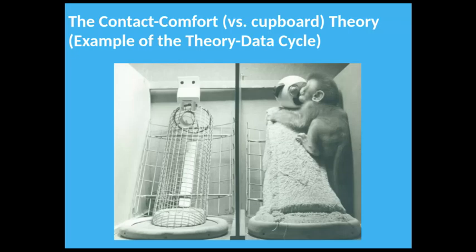And in this theory versus theory experiment, what we find, spoiler alert, from 70 years ago or so, is that the baby, in a number of situations, especially when frightened, goes to the terry cloth monkey. The baby does spend a few seconds, just enough time to get as much milk as it needs from the wire monkey, and then goes right back to the other one. So you can watch the video on this next time, or after this video.